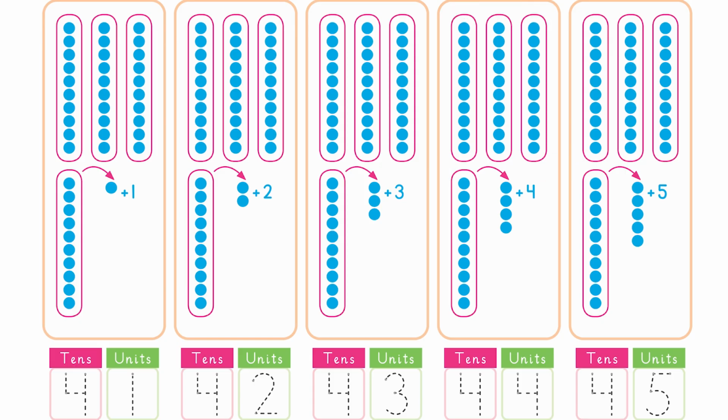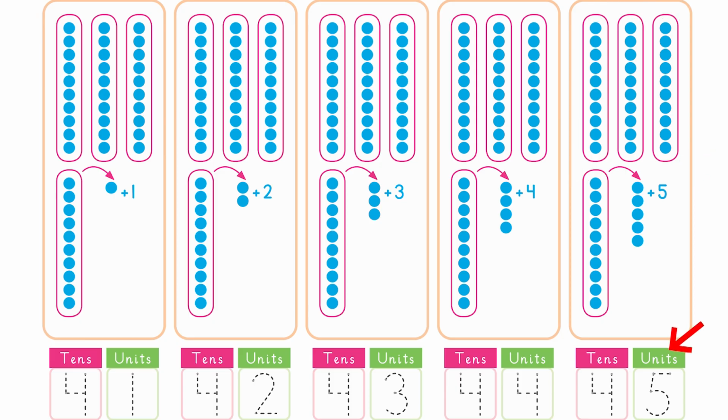Then after 44, we have 45: 10, 20, 30 and 40. With 40 plus 5, we have 41, 42, 43, 44 and 45. You are going to trace that number and then you are going to repeat it.